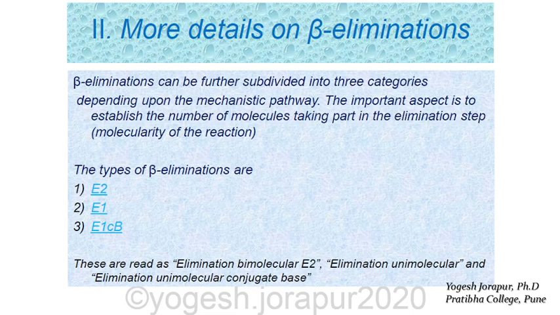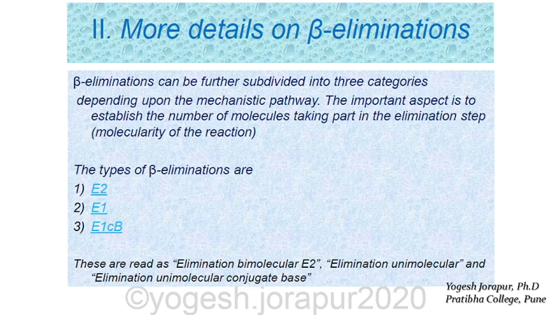Beta eliminations can be further subdivided into 3 categories depending upon the mechanistic pathway. The mechanistic pathway helps us to understand how the product is formed and what the different activation energy parameters are. The most important aspect is to establish the number of molecules taking part in the elimination step, that is the molecularity of the reaction, whether the reaction depends upon a single component or upon 2 components.